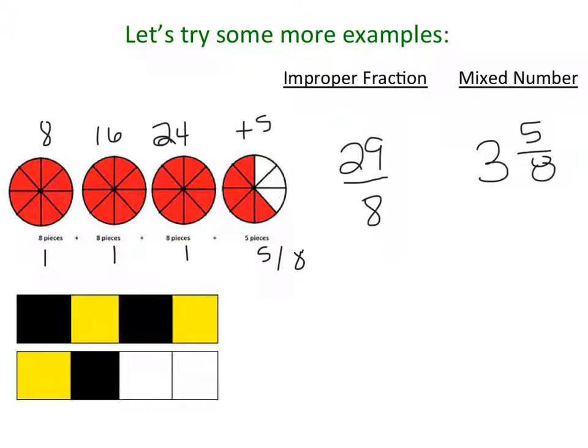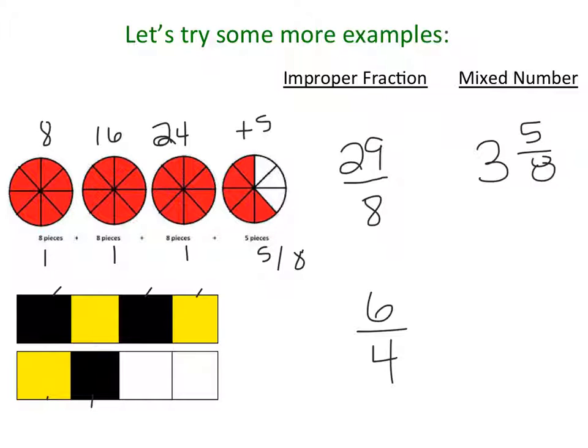How many shaded parts do we have? Well, we have 1, 2, 3, 4, 5, 6. So we have 6 shaded parts, and we can see that our shapes are divided into 4 equal parts. So our improper fraction is 6/4.